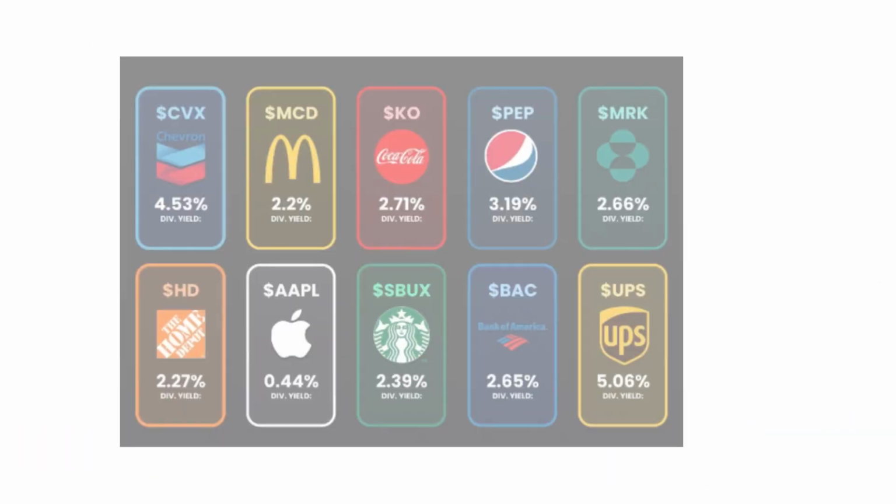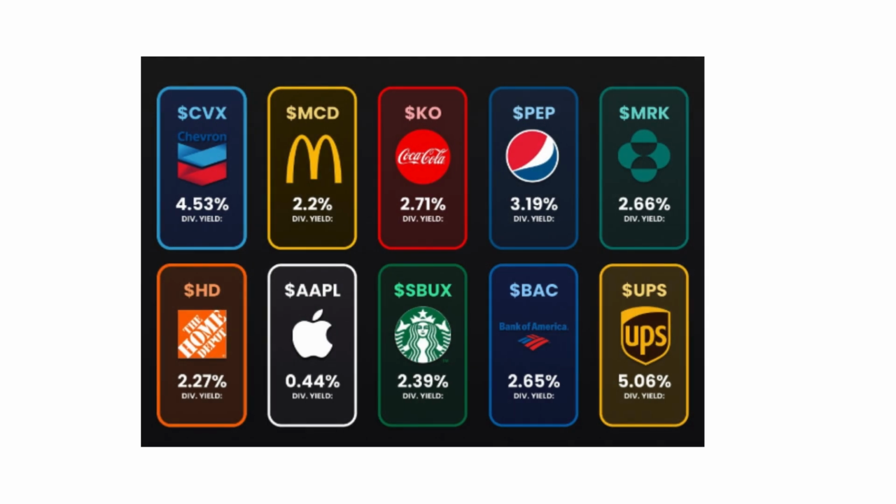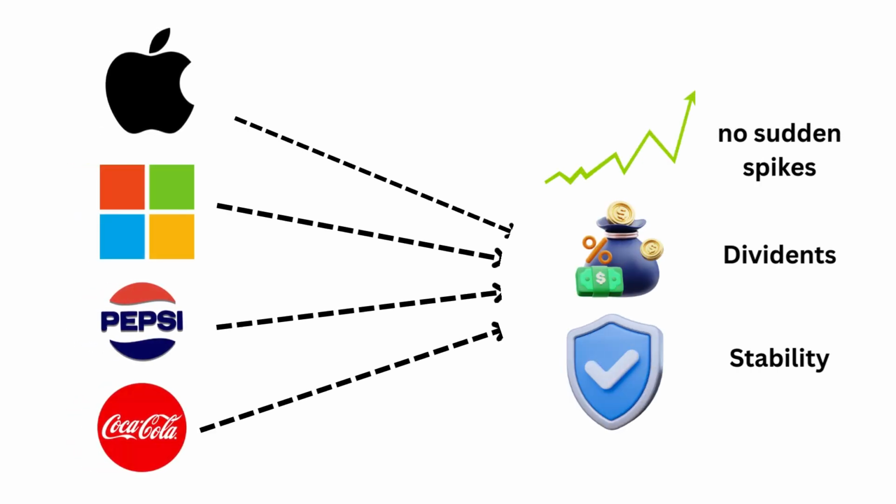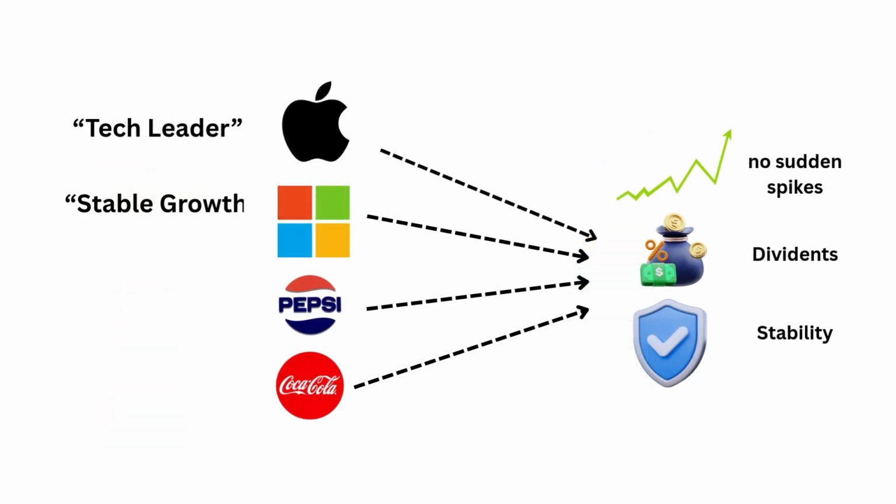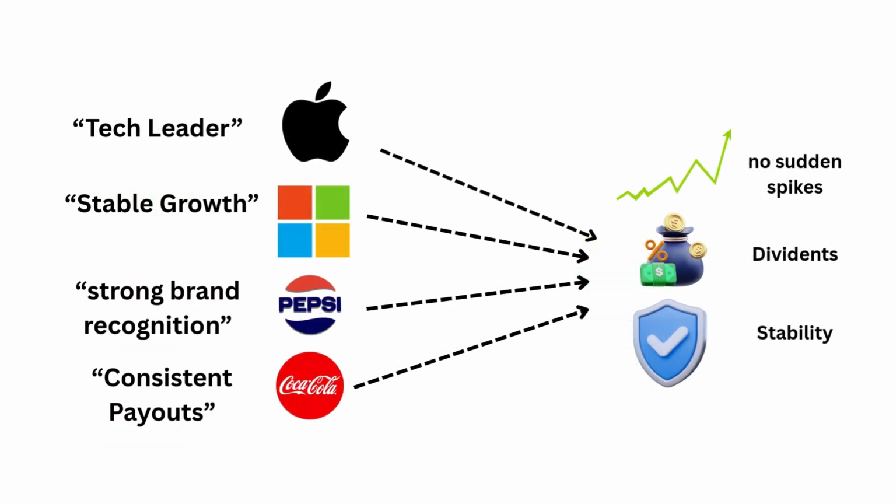Blue chip stock. These are large, well-known companies with a long record of success, stability, and regular dividends. Companies like Apple, Microsoft, and Coca-Cola are considered blue chip stocks.